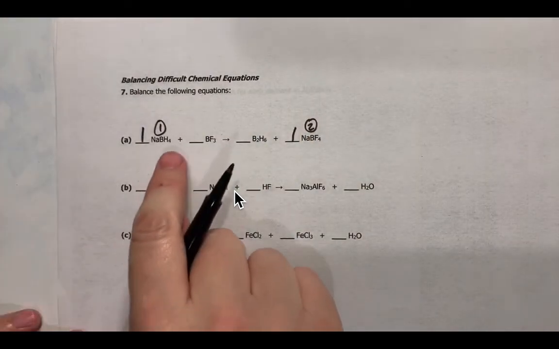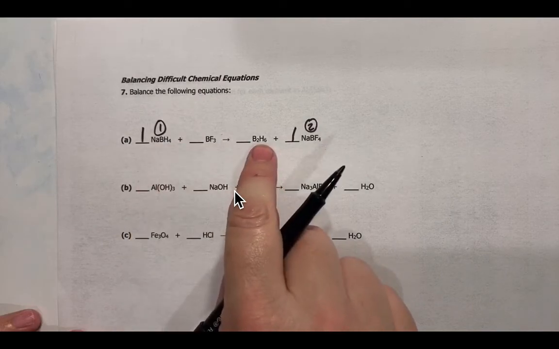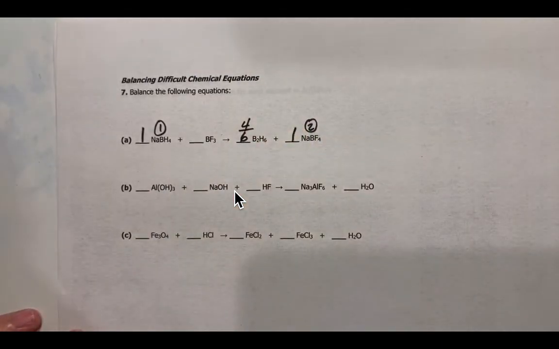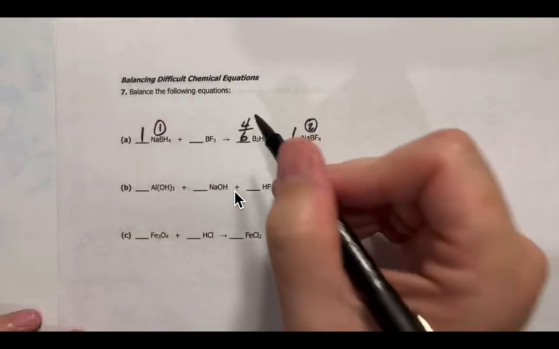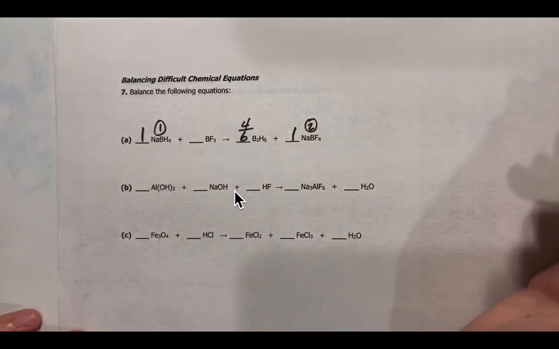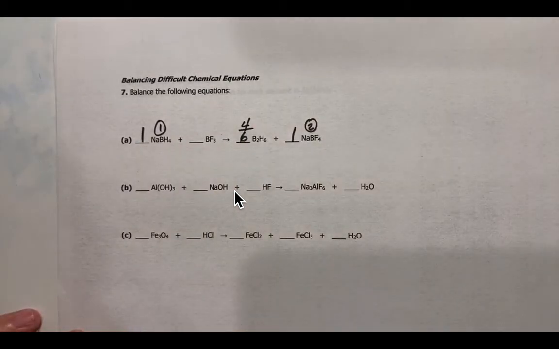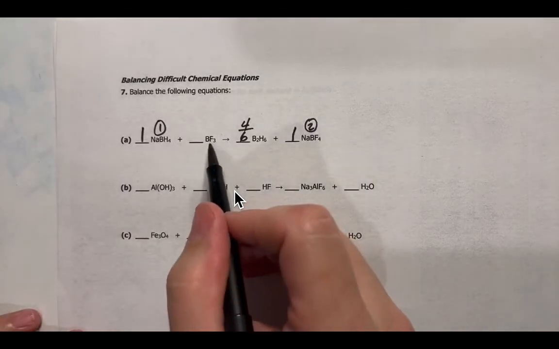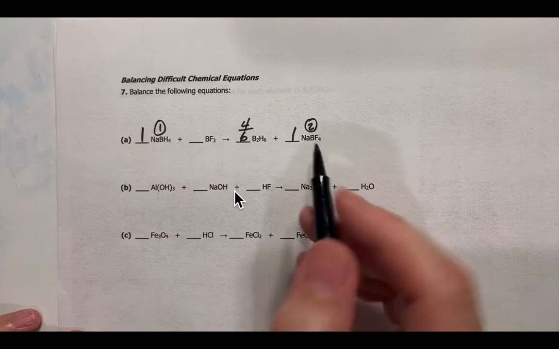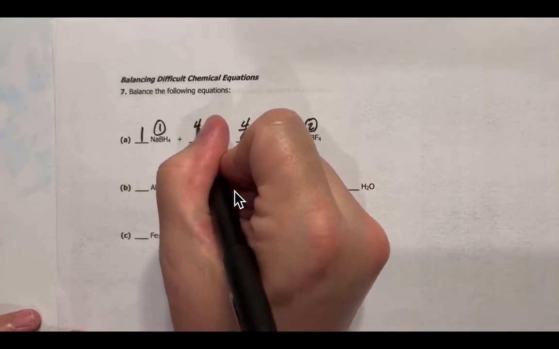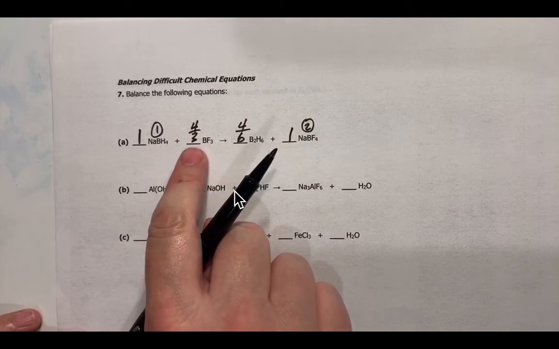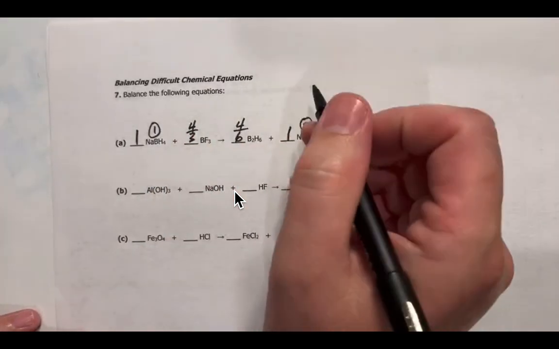I've staked a claim to 4 hydrogens, and I have 6 here. So I'm going to need to do 4 over 6 in order to get 4 out of that. 4 times 6 is 24. 24 divided by 6 gives me the 4 that I need. And then finally, I'm going to balance these fluorines. So 3 fluorines, and this has 4 fluorines. So I am going to do 4 over 3. 4 times 3 is 12. 12 divided by 3 gives me the 4 that I need.